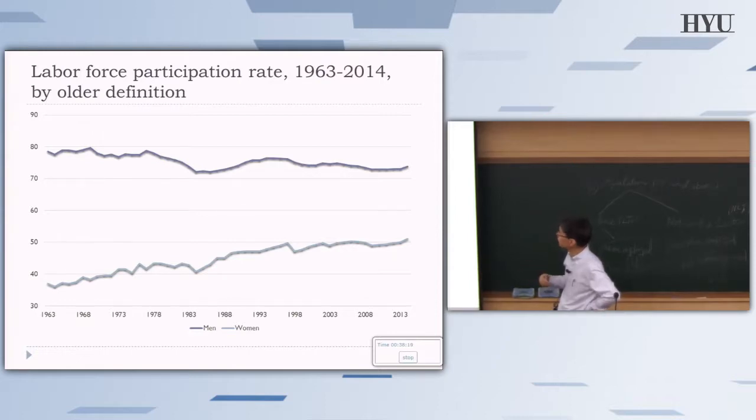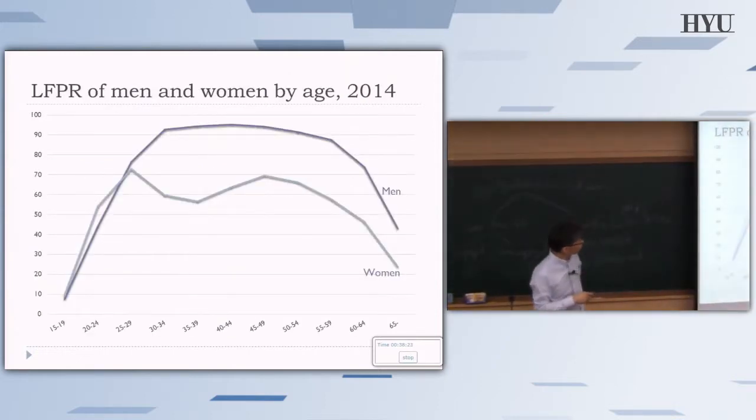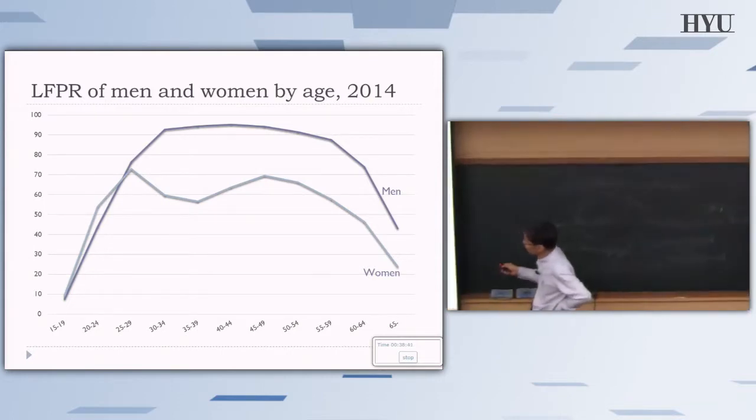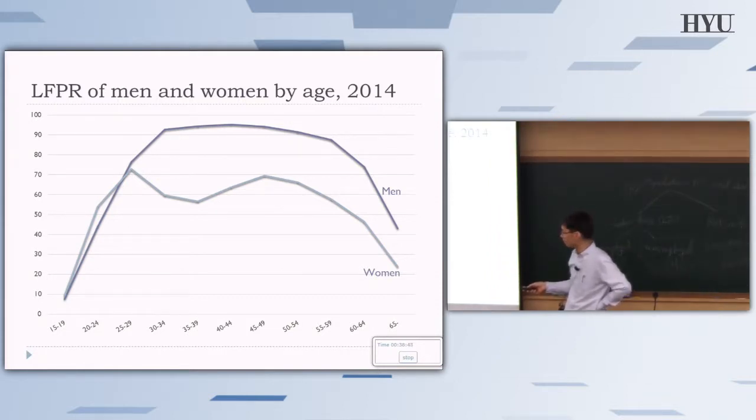Okay. Now let's look at LFPR by gender and by age. So this is from last year's statistics. Okay, the men and women are here. So see, we start from 15 to 19, and the oldest group is 65 and older. Okay? So if you look at men's case, what happens? 15 to 19 is very low. Okay, like less than 10%.